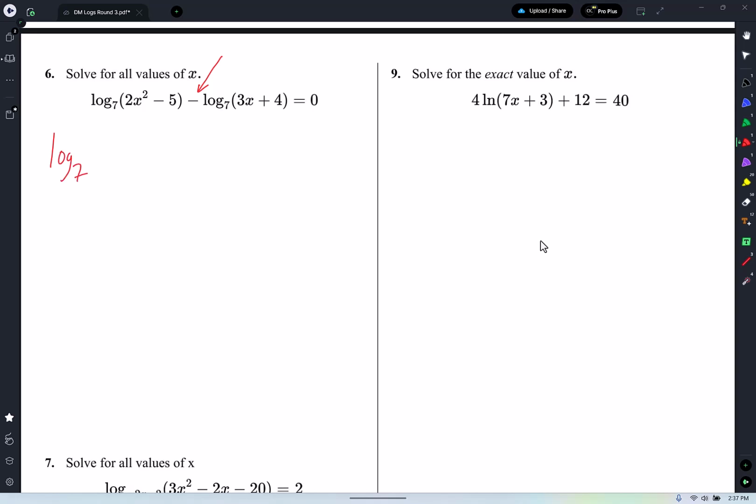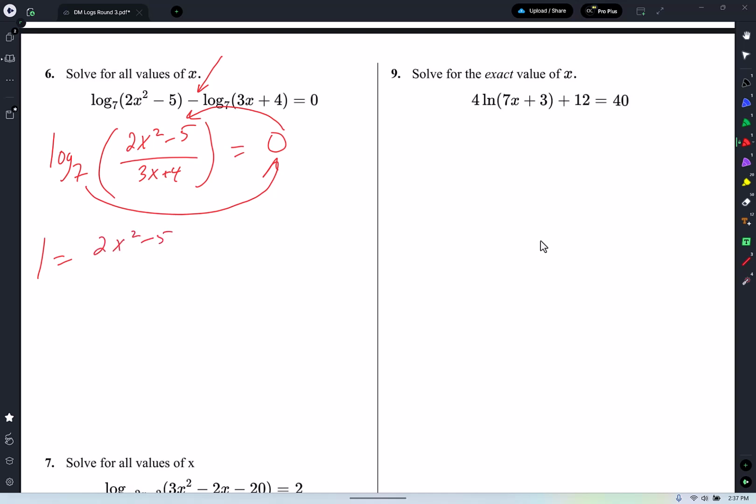Log base 7, giant parenthesis, 2x squared minus 5 in the numerator, 3x plus 4 in the denominator, equals 0. All I did was the quotient log property. Next, turn it into an exponential. 7 to the power 0. What's that? 1. So 1 equals this: 2x squared minus 5 over 3x plus 4.